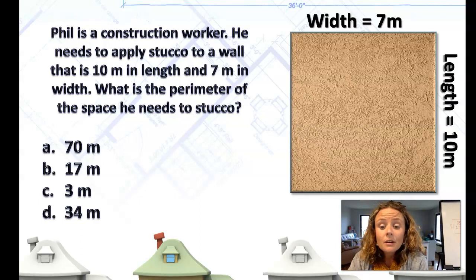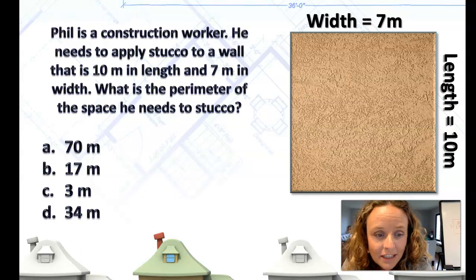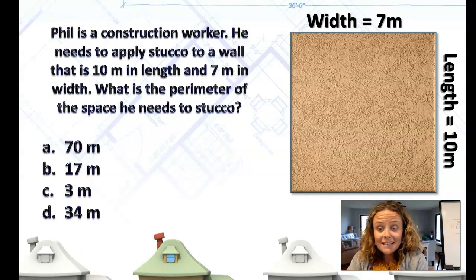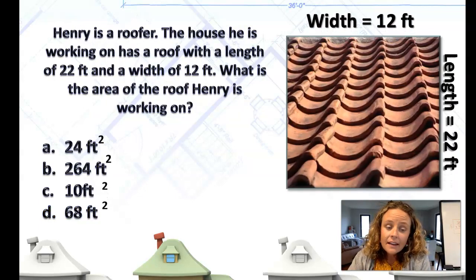We're talking perimeter here. 10 plus 10 is 20. 7 plus 7 is 14. 20 plus 14 is 34 meters. Why does it not say square? Well, because this is a perimeter problem. That's a linear measurement. Next problem coming at you, friends.